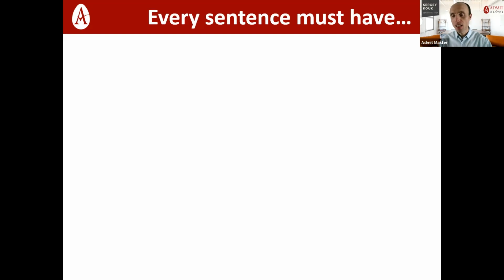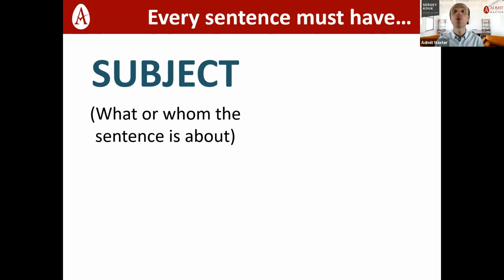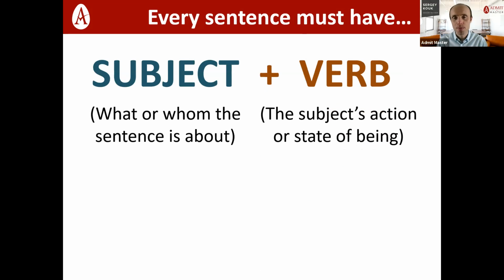Yes, thank you. Some of you are saying subject and verb, noun and verb. So the first one is indeed the subject. This is what or whom the sentence is about. The second, the official term is predicate, but let's just call it a verb just so we can all understand what it is, because who knows what a predicate is, right? So the verb is essentially the action or state of being of a subject.